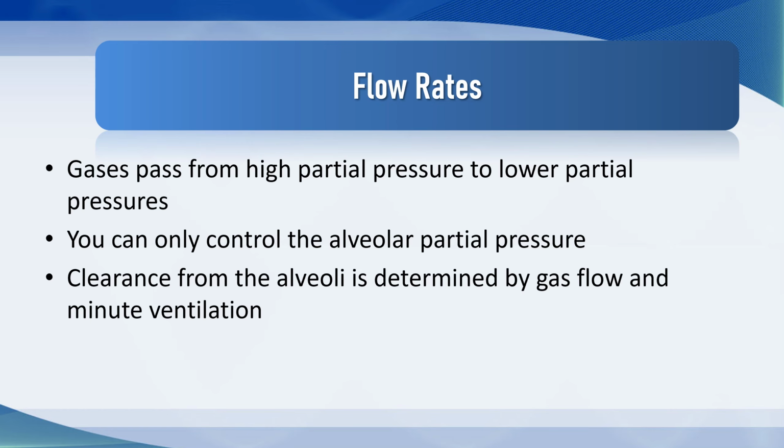Gases pass from high partial pressure to low partial pressures. Remember, gases want to escape from one medium to another, and that's determined by partial pressure gradients. The only thing you can really control on your side of the anesthetic apparatus is the alveolar partial pressure. You do this at the end of the case by turning off the volatile agent and increasing the flow. The clearance from the alveoli is determined principally by gas flow and minute ventilation.